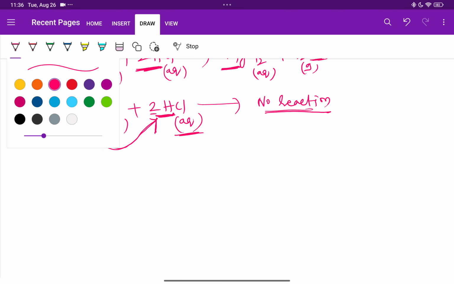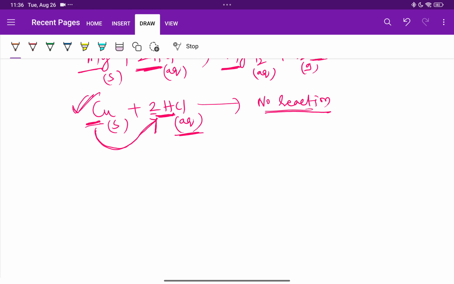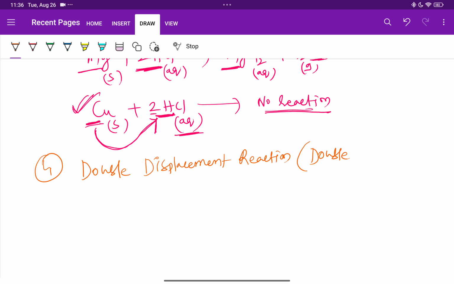And next, double displacement reaction, the fourth one. Double displacement reaction, which is called double decomposition reaction.